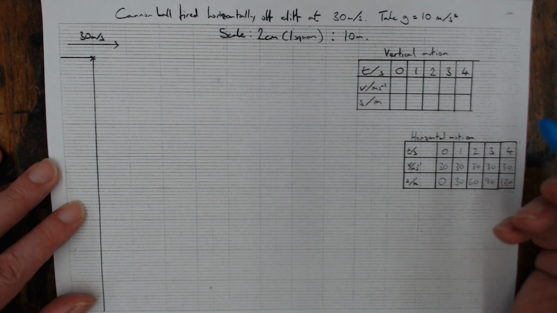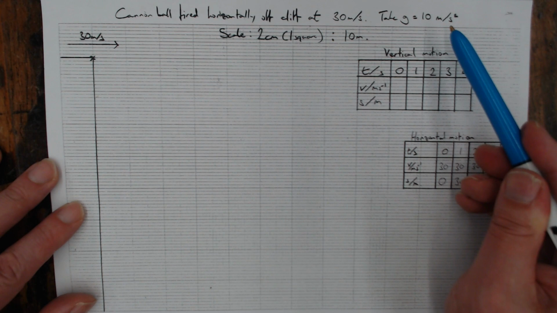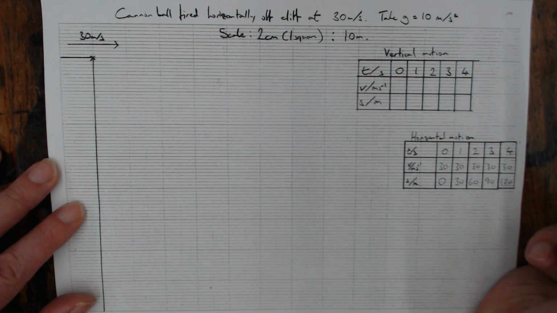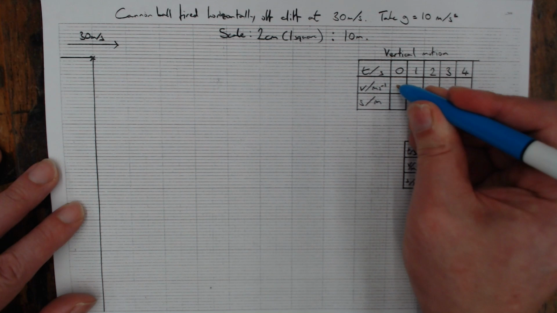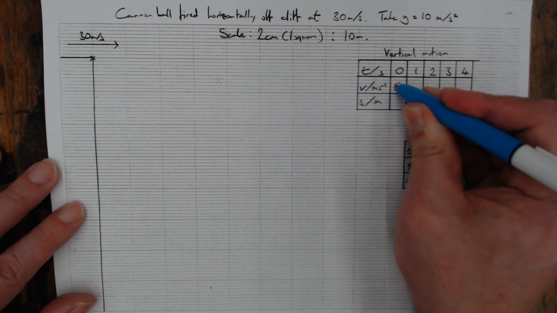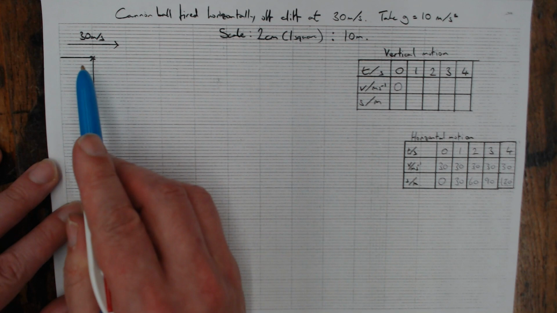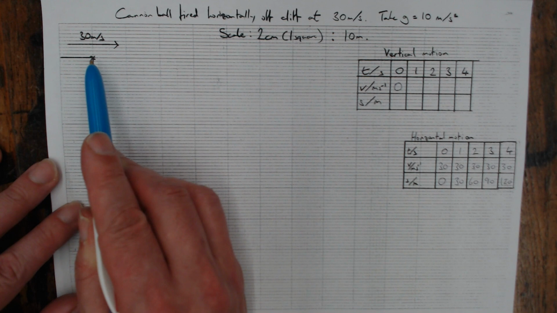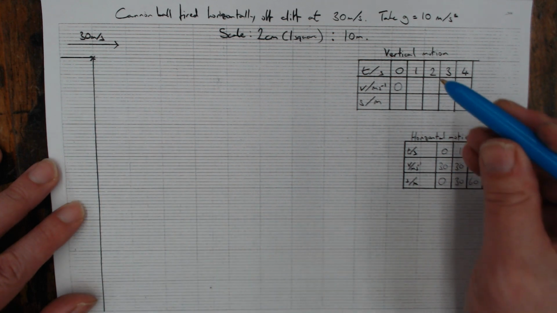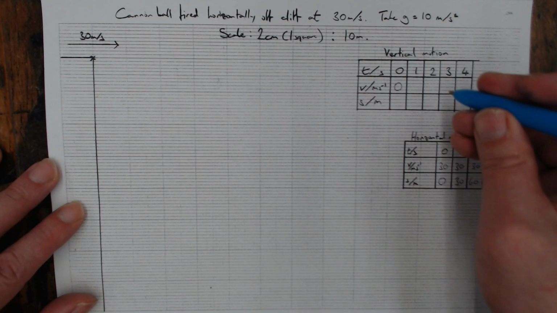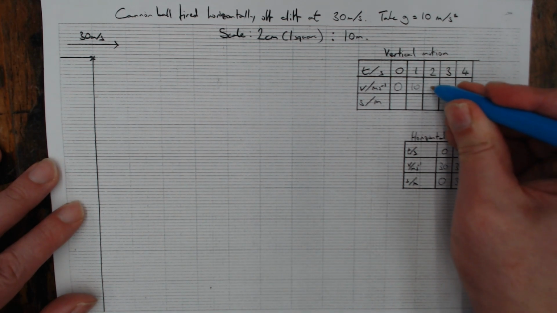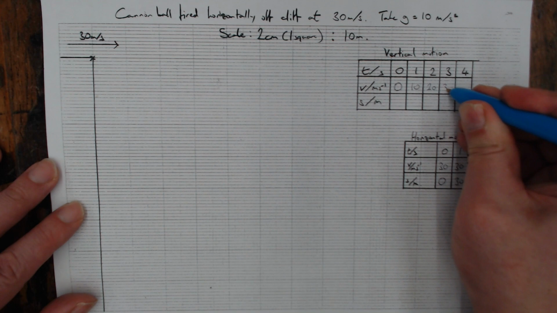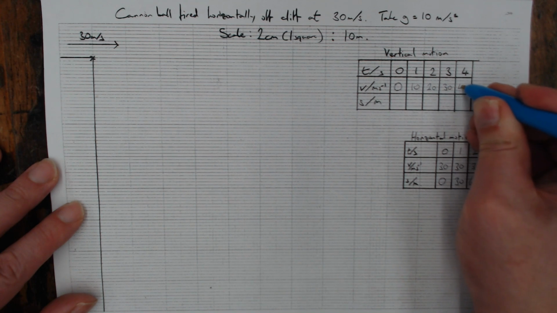Well, we're going to assume that the gravitational field strength, which is equal to the acceleration due to gravity, is 10 meters per second squared on Earth. So we're going to start with a vertical velocity component of 0. Hang on, why 0? Well, it's because at the beginning it's not moving vertically, it's got a horizontal velocity but no vertical velocity, so it's going to start at 0. But every second it's going to get 10 meters per second faster. So 0, 10, 20, 30, 40.